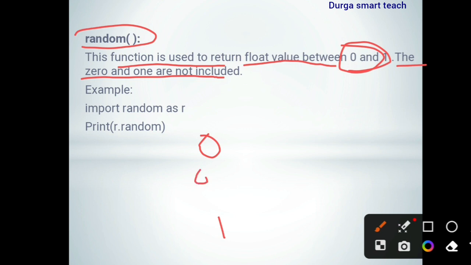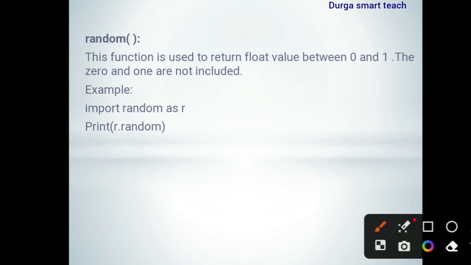So it will generate 0.12 something or 0.98 something, any random number which is unpredictable. See the example: import random as R. We are renaming random as R. Next we are printing a random number, so print R dot random function. The random function is used to return one float value between 0 and 1.